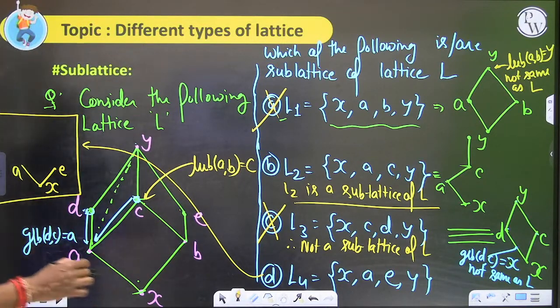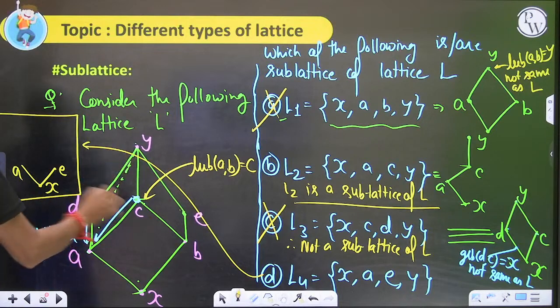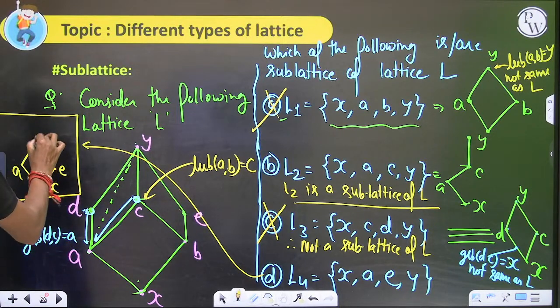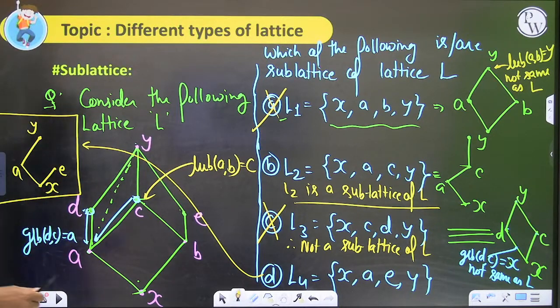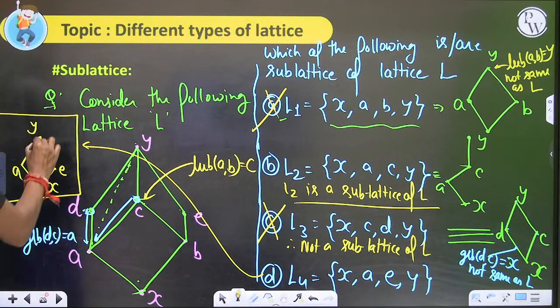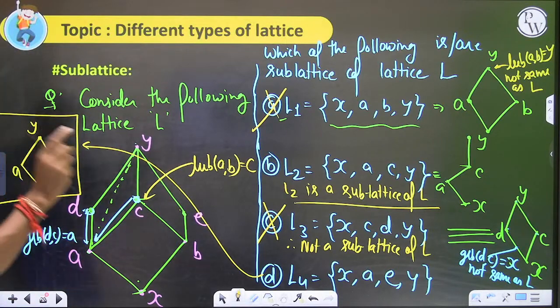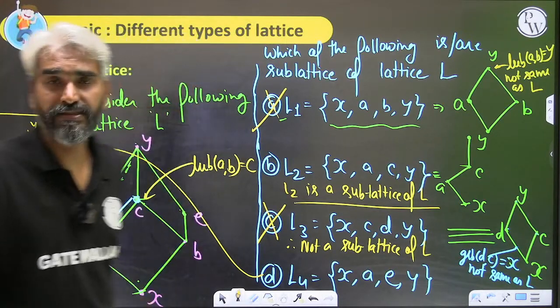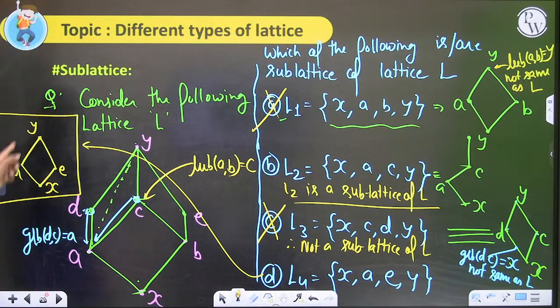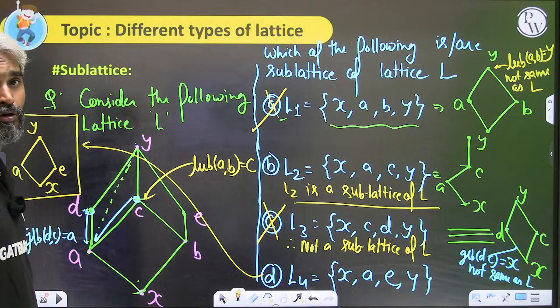Now, A and E are not related. A relates with Y via D and C, but here neither D is present nor C is present. Therefore, A will relate with Y. E relates with Y. Here also E will relate with Y. So, is it a lattice? Yes, sir. It is a lattice. If you take any two elements on that particular line, X, A, Y, no least upper bound and greatest lower bound is going to change. If you take two elements on the line X, C, Y, least upper bound and greatest lower bound is not going to change.